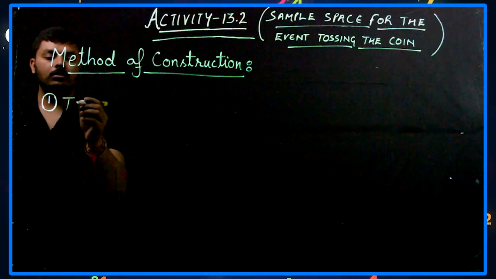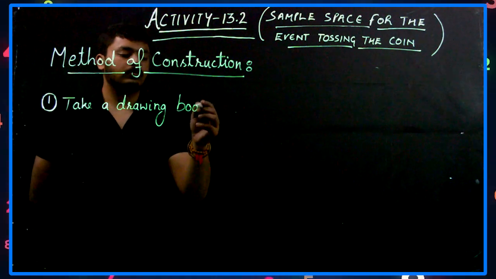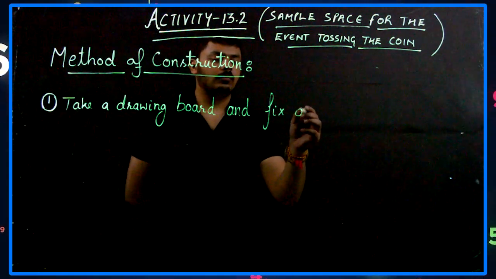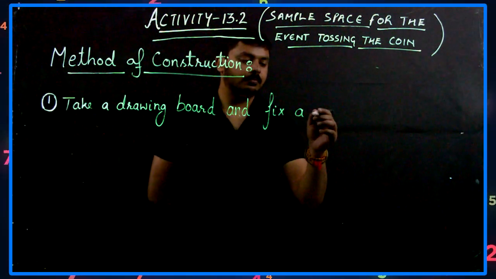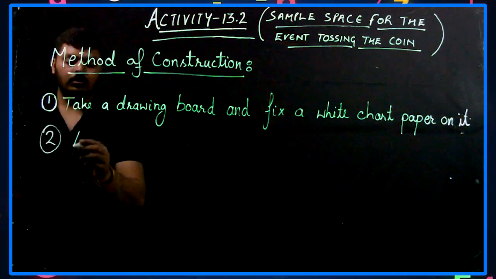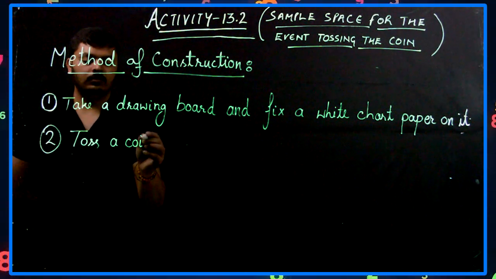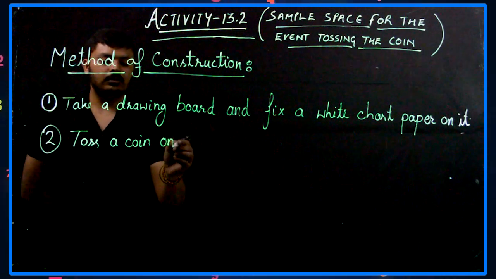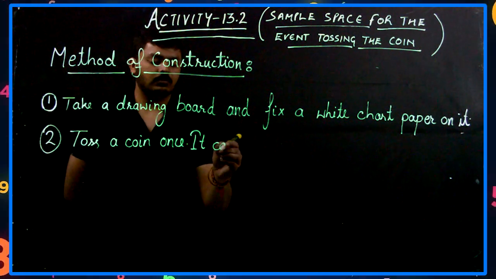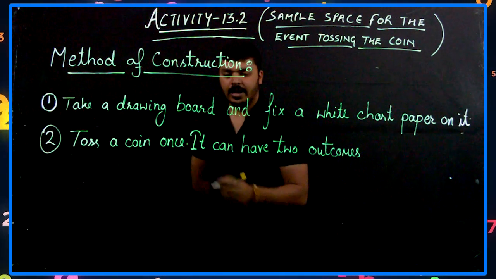First, take a drawing board and fix a white chart paper on it. Toss a coin once. When we toss a coin once, it can have two outcomes, that is head or tail.